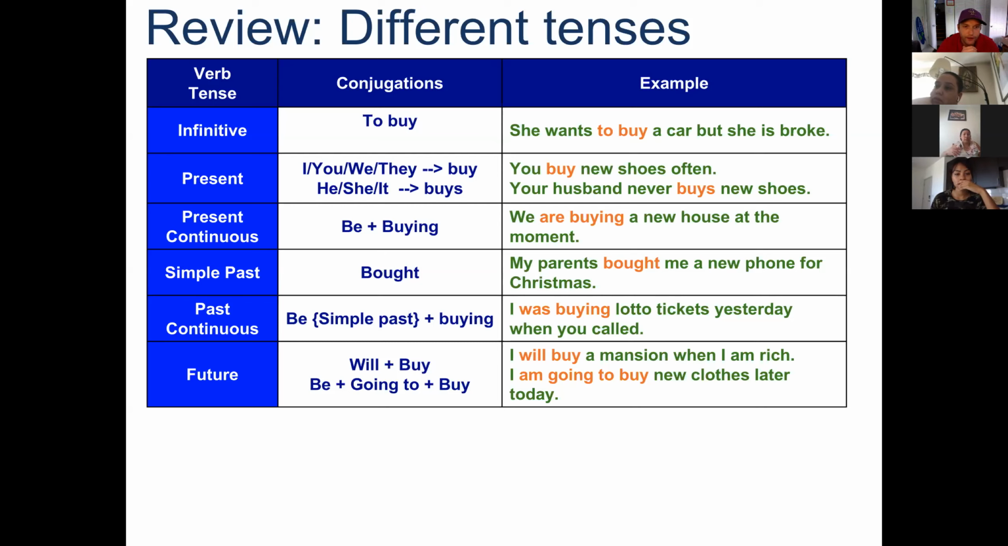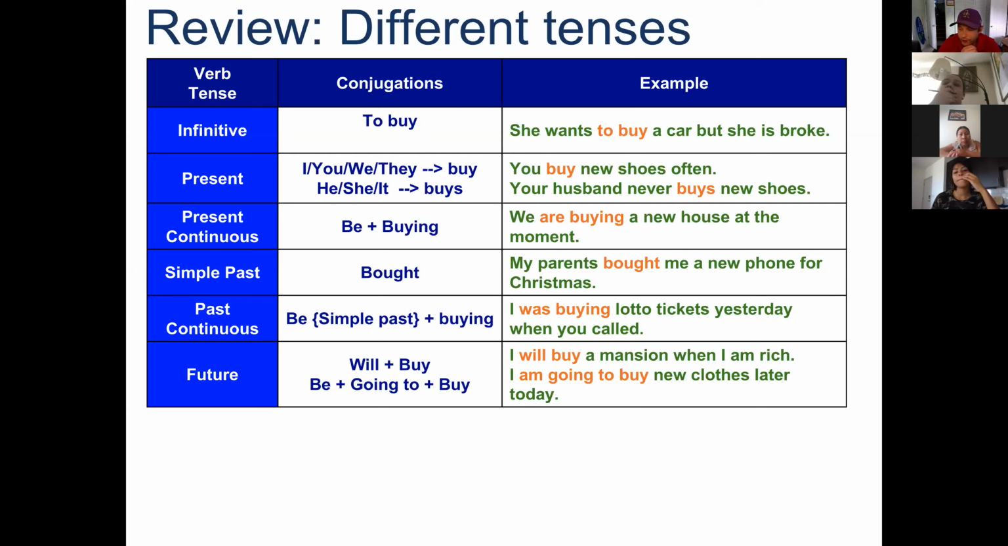Okay. The present tense, this is where we have two possible changes. I, you, we, they buy, he, she, it buys. Remember, in that third person, we put the S on there. You buy new shoes often, your husband never buys new shoes. All right, next we have the present continuous, to be buying, okay? We are buying a new house at the moment. The simple past, we only have one option. I, you, we, they, he, she, it bought, no changes. My parents bought me a new phone for Christmas.